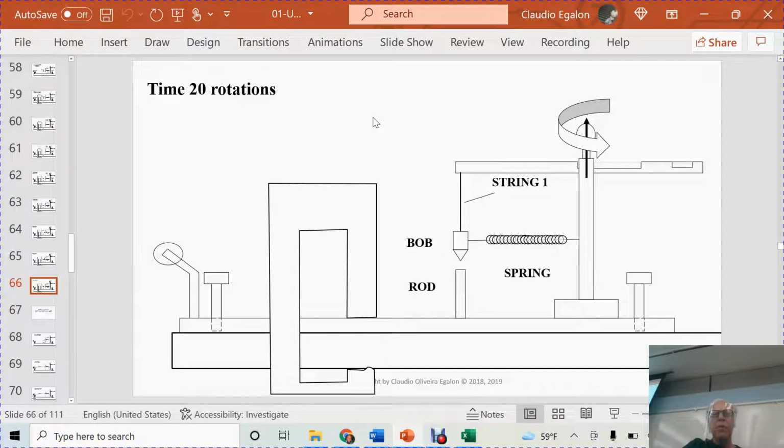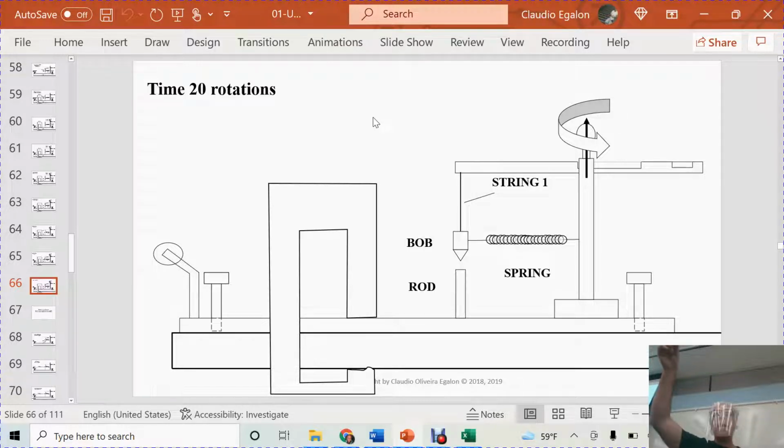So now you're ready to do the first part of the experiment. You're going to count 20 rotations just like you did before, and you're going to do a countdown. The best way is to do the countdown. Get your timer. 5, 4, 3, 2, 1, 0.